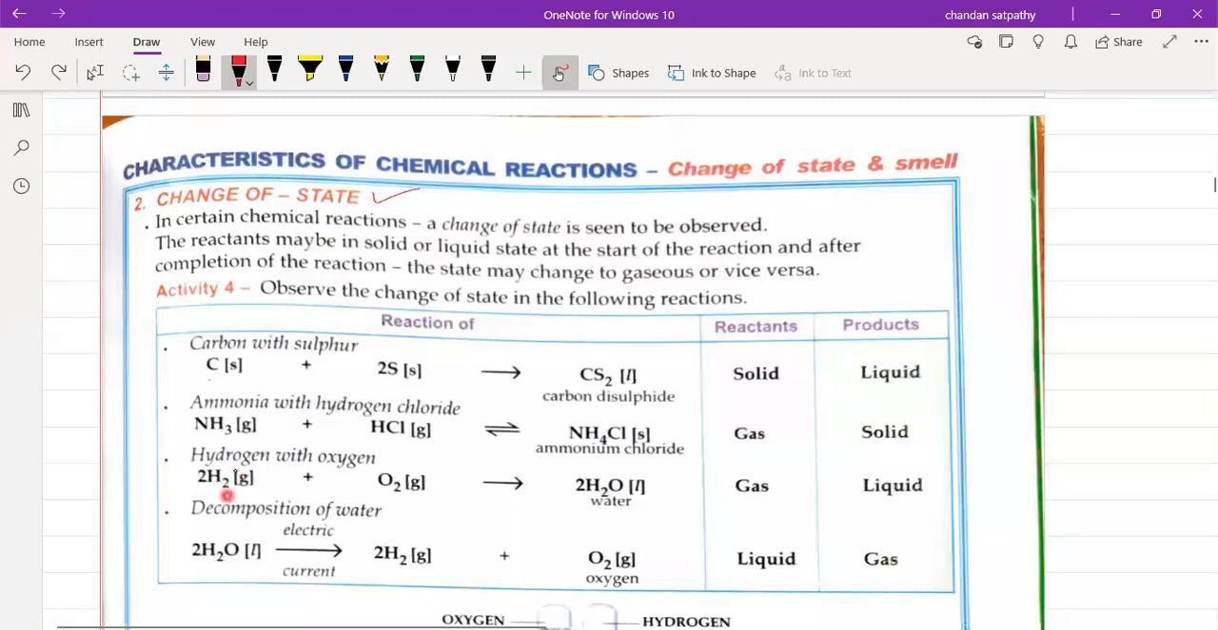Next, when hydrogen combines with oxygen, it forms water. Now hydrogen is in gaseous state and oxygen is also in gaseous state. So when they combine, they form water, which is in liquid state. So here also the state changes and you can say that the reaction has taken place.